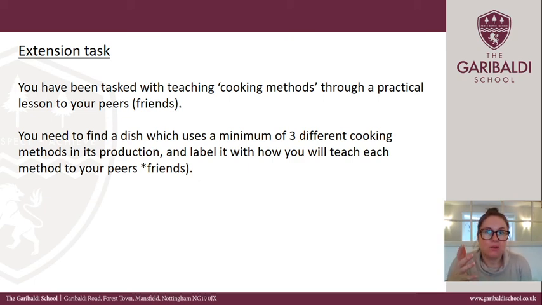By the different methods of cooking, I mean those ones that we covered last week and looked at today, so things like boiling, poaching, grilling, etc. So it needs to be a minimum of 3. It could be something like lemon meringue pie, like a standalone dish, or it could be something like a full English breakfast. Obviously not that actual example, but it's up to you how you want to go through that extension task.